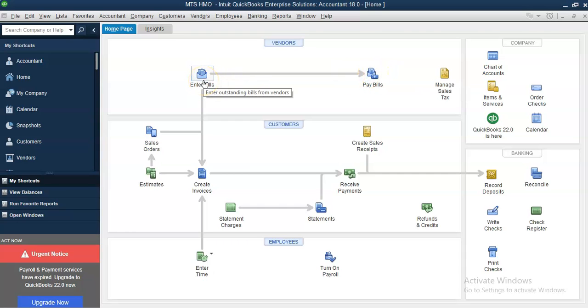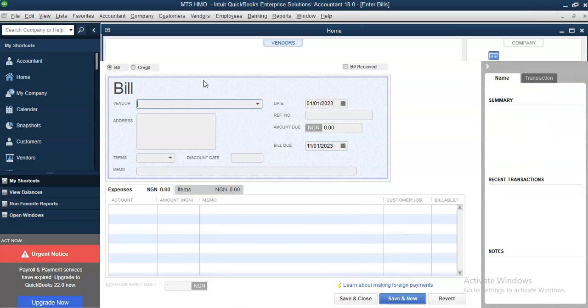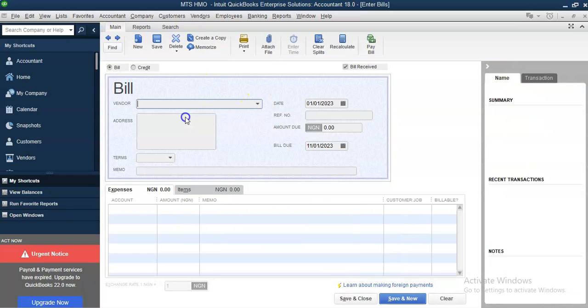Take note, your enter bill is accounting for the payable. So when you use the enter bills, this is going to debit the affected expenses account or the cost of sales account, whichever one, and credit your account payable. While when you use your pay bills, it means we have paid, so we want to reduce our payable. So it debits your account payable and credit your bank. Are we good?